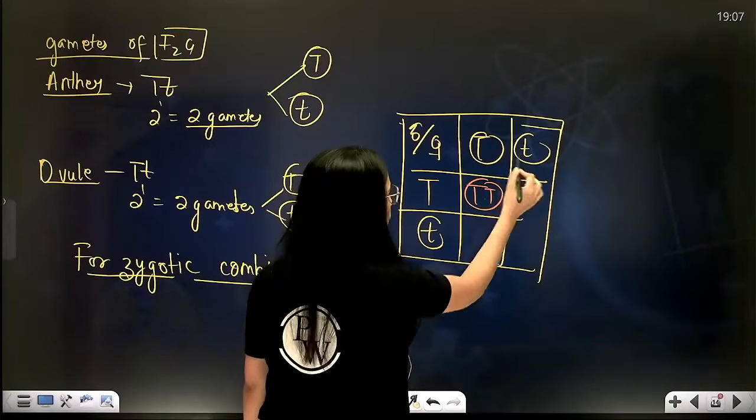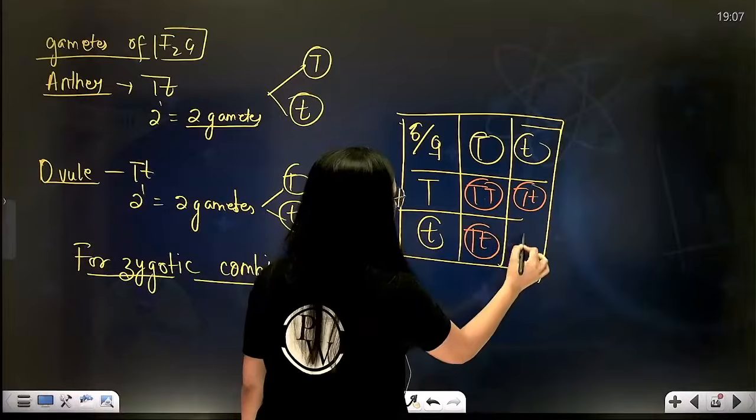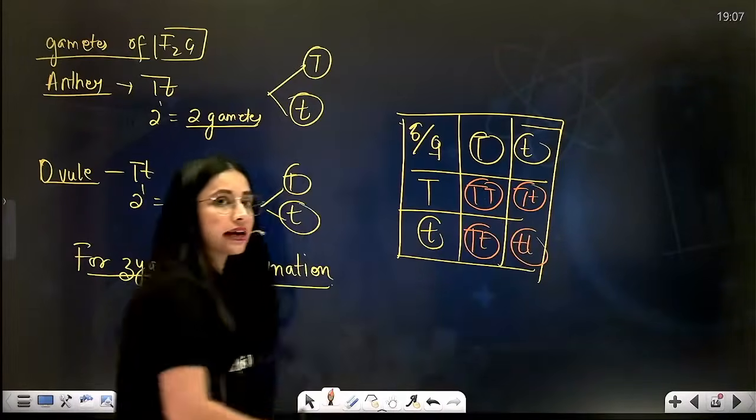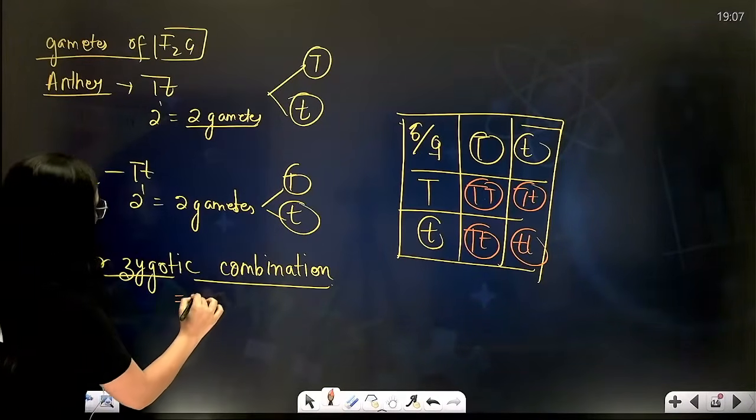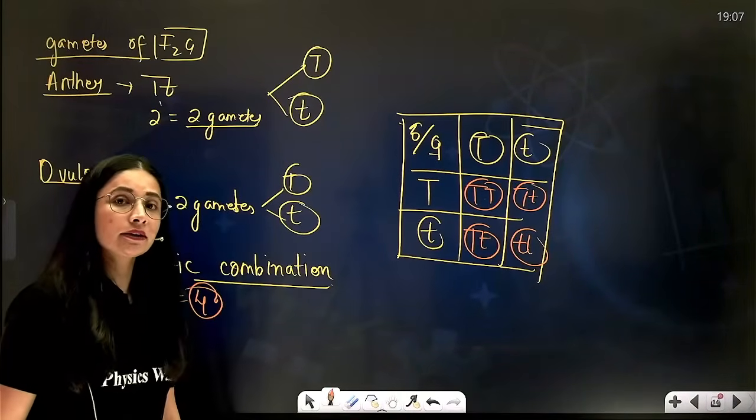This is one zygotic combination. This is another zygotic combination. Third, fourth. So how many zygotic combinations did we obtain? 4 combinations are obtained. Correct?